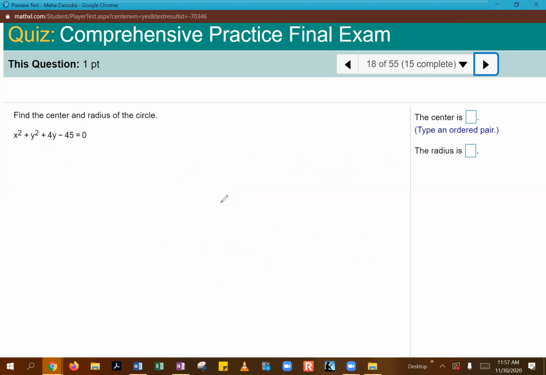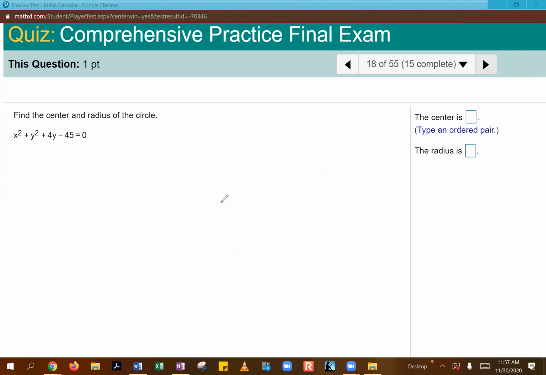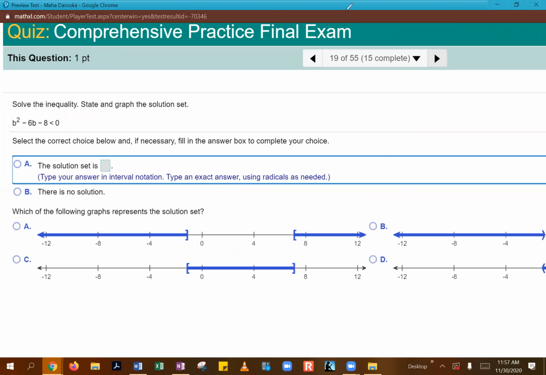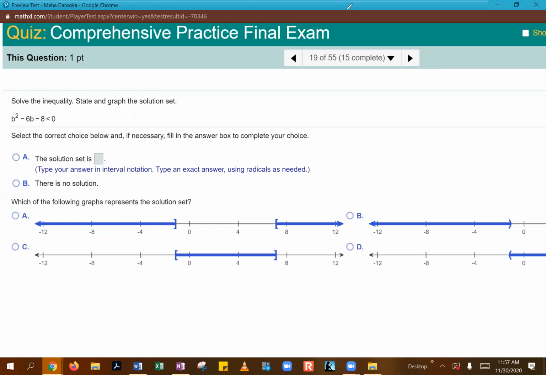I believe we had talked about this also, but do you have a question on this? Finding the center and the radius for a circle. And of course, you can go and look at the lecture from last time. To solve this inequality, what do you think you guys would do?